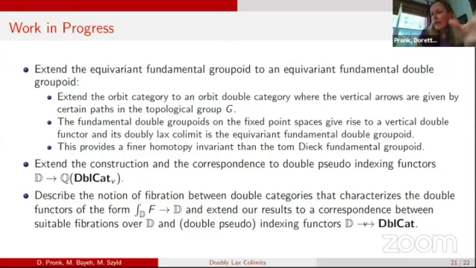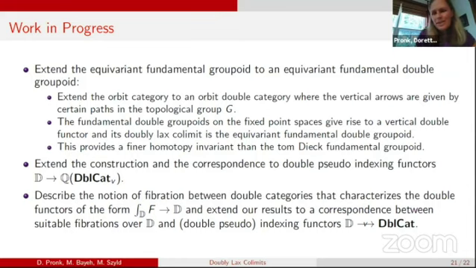So we were like, okay, can we do a double lax colimit? And what we added in the vertical direction is paths in the groups. And that actually gives us a finer invariant. We're still working out some of the details, but we already have some spaces that cannot be told apart by the tom Dieck fundamental groupoid, but can be told apart by this one.